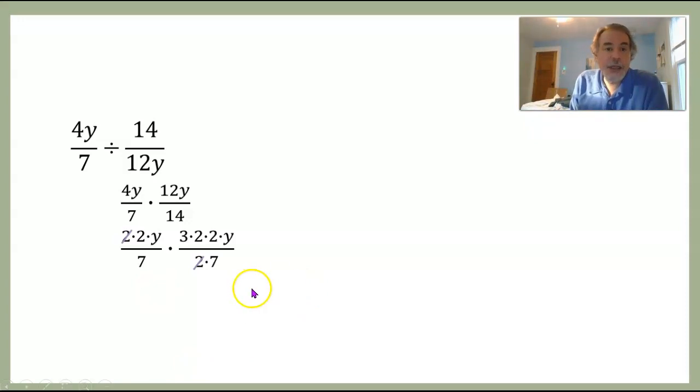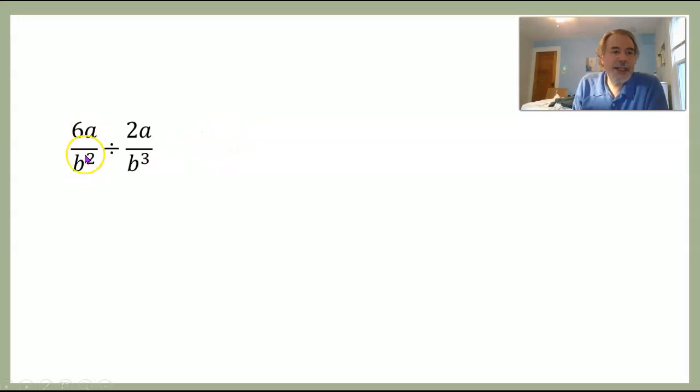So the answer in lowest terms is made up of 2 times 3 times 2 times 2, which is 24, times y, which is y squared, over, on the bottom we have 7 times 7, which is 49. So 24y squared over 49.